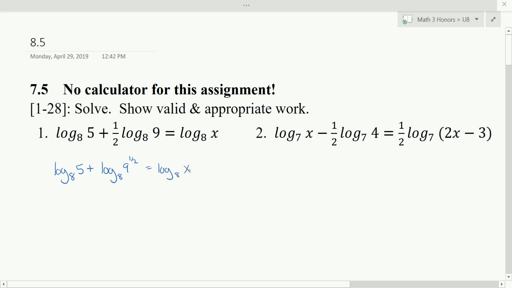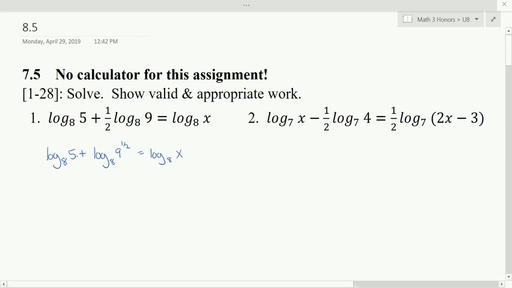All right. Now can I drop all the logs? No, not yet. So now I can add, well, first of all, we know what 9 to the 1/2 is. That's 3. So I could write log base 8 of 5 plus log base 8 of 3 is log base 8 of x. And then use the product property. And what do we get on the left side? Log base 8 of 15. No, don't add them. You multiply them.